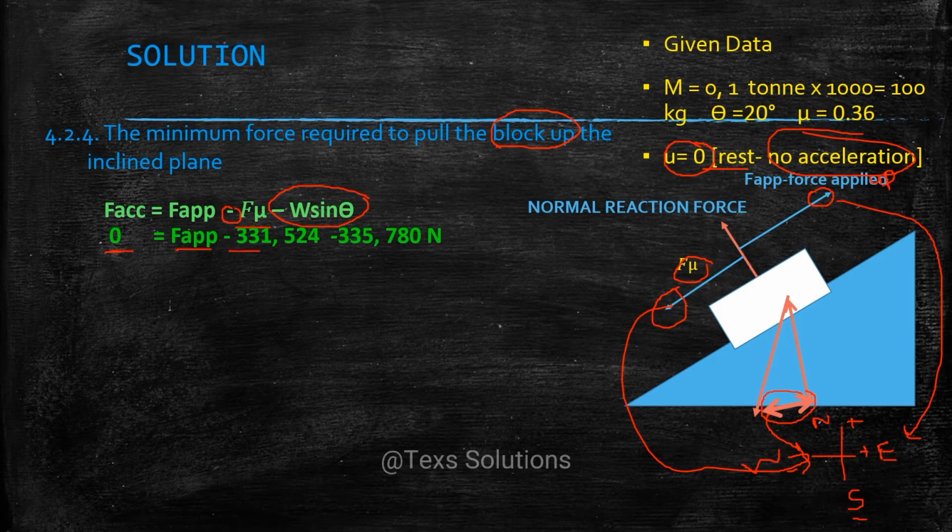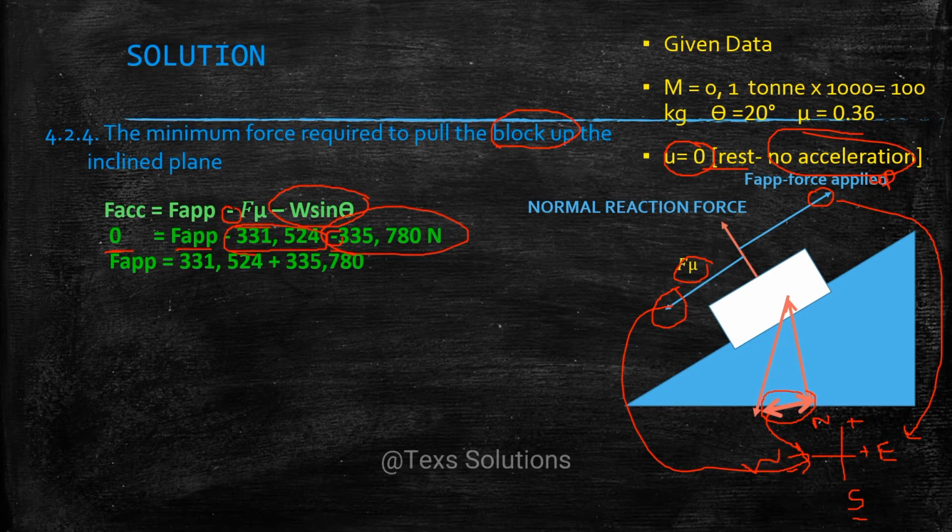Right? So we said we are subtracting this frictional force because it is moving west. In the previous question, we calculated the frictional force as 331.524. We are also subtracting the force of gravity. It is pulling the object down, so it is moving in a negative direction. And in the first question, we calculated this horizontal component parallel to the plane as 335.780 newtons.